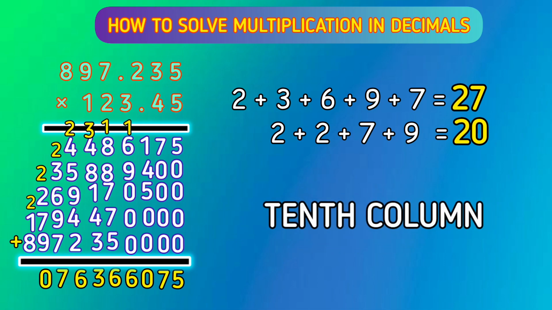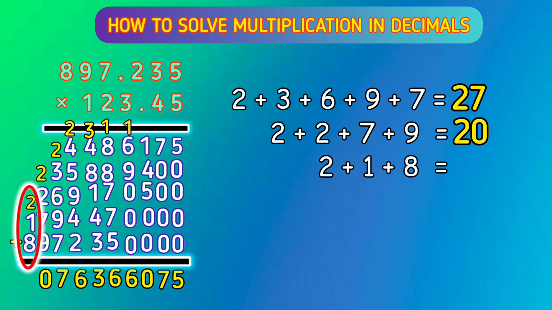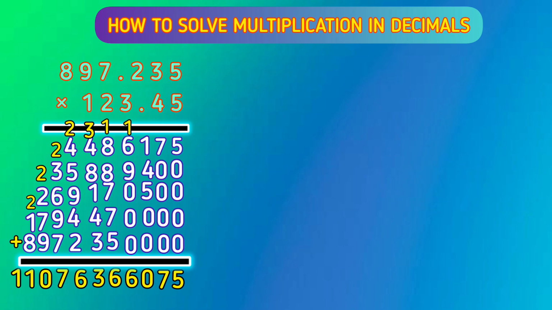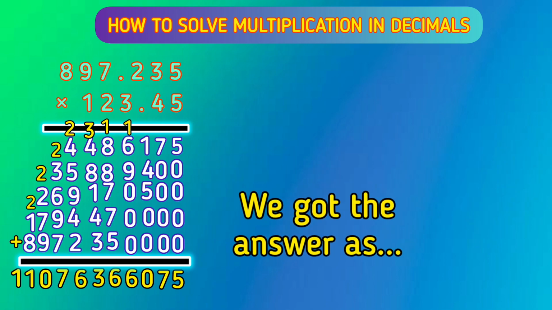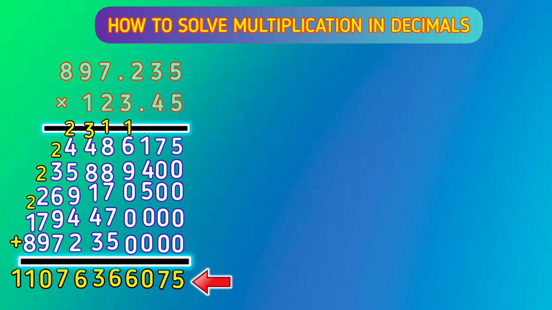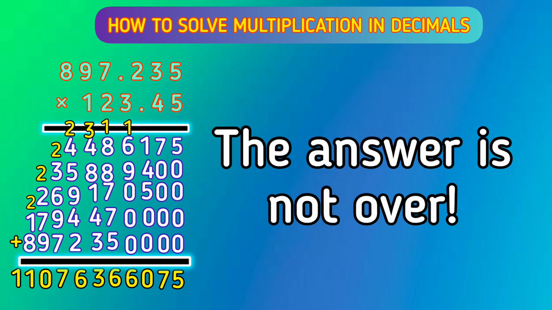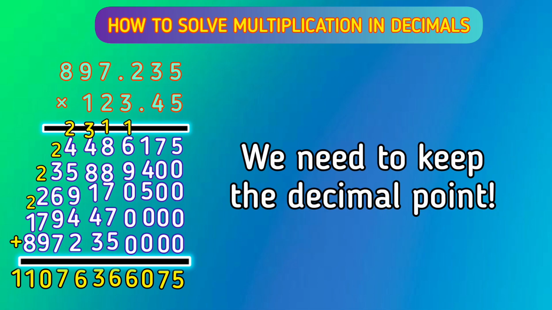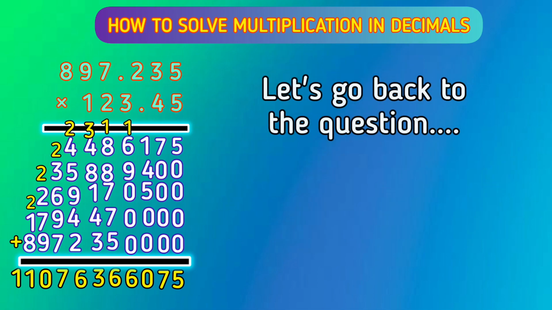Finally, the last 10th column. 2 plus 1 plus 8 is equal to 11. Great! We got the answer as 11,076,366,075. But wait, the answer is not over. We need to keep the decimal point. Let's go back to the question.